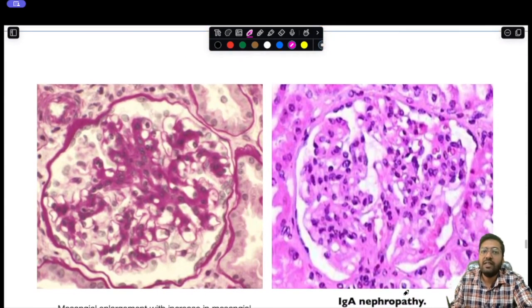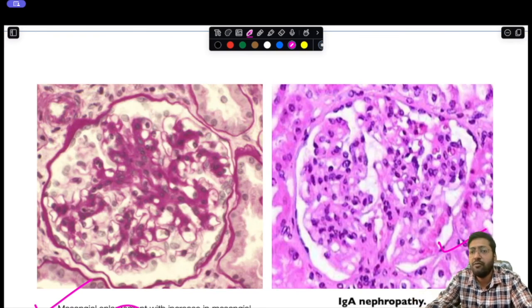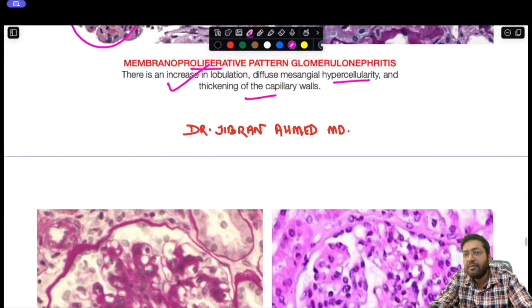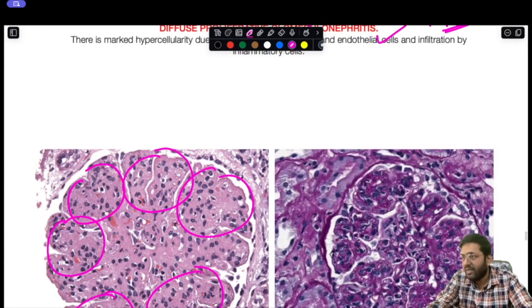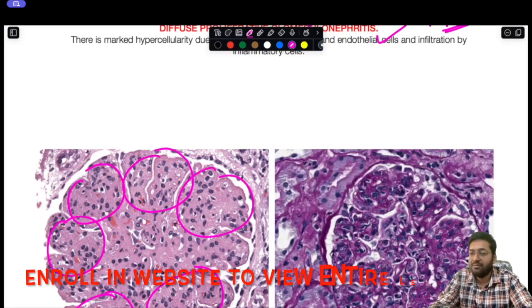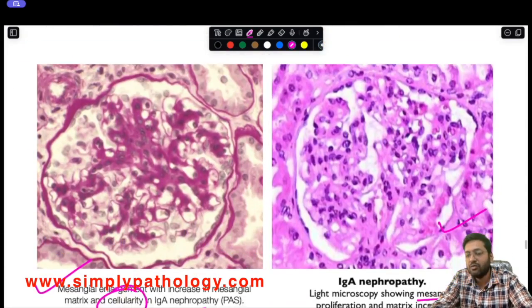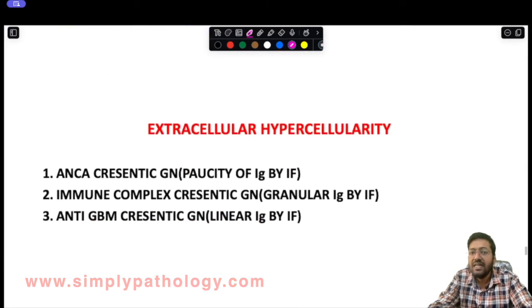And the last condition where there is again increased hypercellularity, especially increased mesangial cells. So there's a mesangial enlargement with increase in mesangial matrix and cellularity in IgA nephropathy. This is a mesangioproliferative glomerulonephritis. Okay, this is the PAS, and over here this is the normal light microscopy revealing mesangial proliferation and matrix increase. Now if you compare the light microscopic features, they are quite overlapping. That is why we need PAS, because PAS is giving us a very clear picture. Okay, that is why we need PAS to evaluate the structures. Next condition.